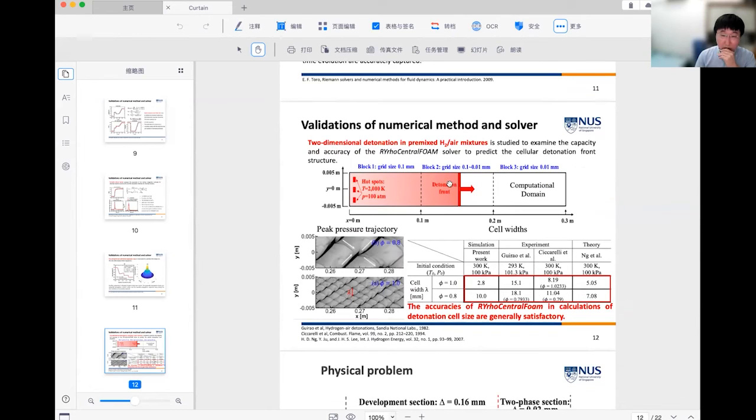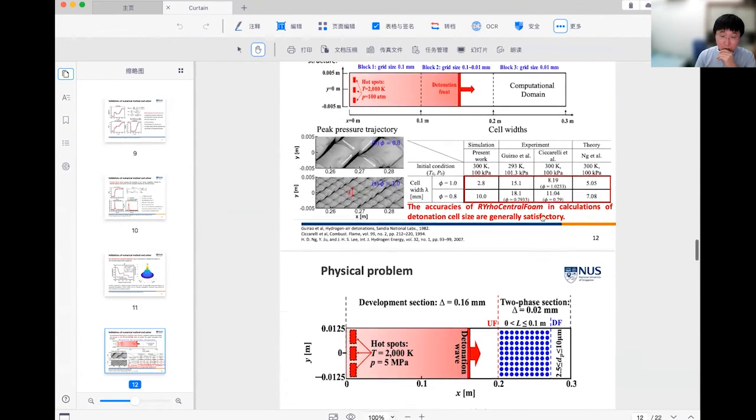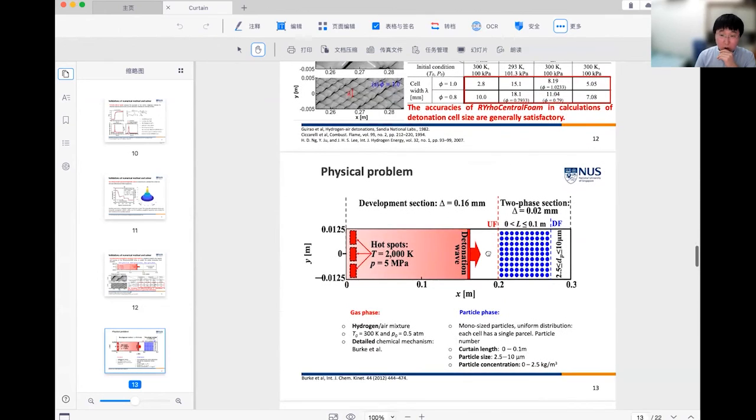So in this computation domain, we use the third block to record the peak pressure trajectory of the detonation wave. So the figure has two equivalence ratios. We compare the simulation results with experimental data and theoretical calculation as indicated by the red box. So the conclusion is the accuracy of the solver in calculations of detonation cell size is generally satisfactory.